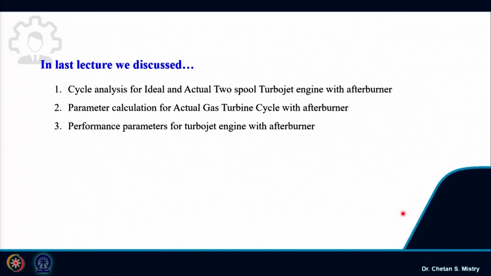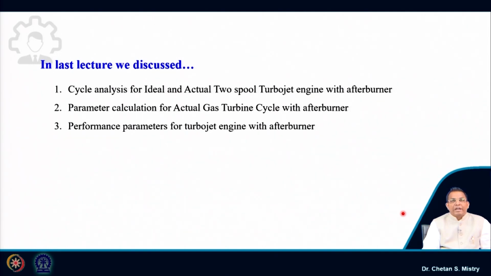In the last lecture, we were discussing the cycle analysis for ideal and actual two-spool turbojet engine with afterburner. We have discussed the calculation of various cycle parameters when we incorporate the afterburner. Then we also discussed the performance parameters for a turbojet engine with afterburner, and we tried to explore the difference between the with-afterburner case and the without-afterburner case. Now, this will give you the idea about how we move forward.